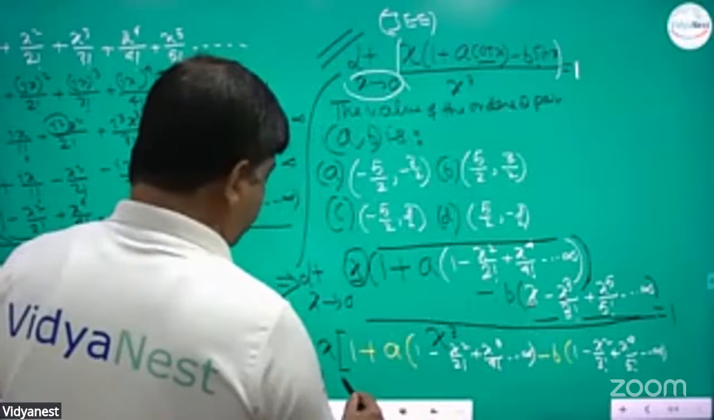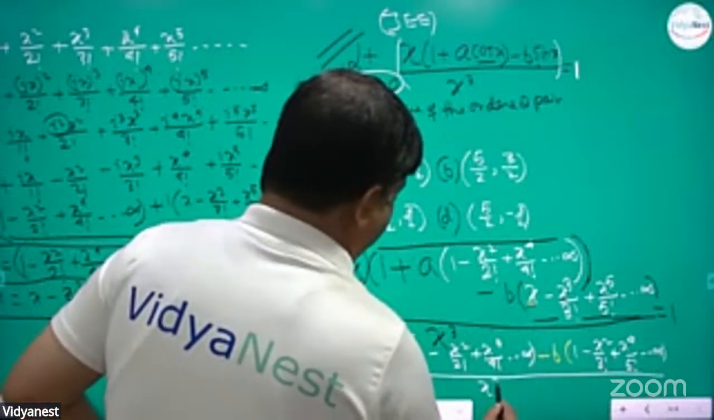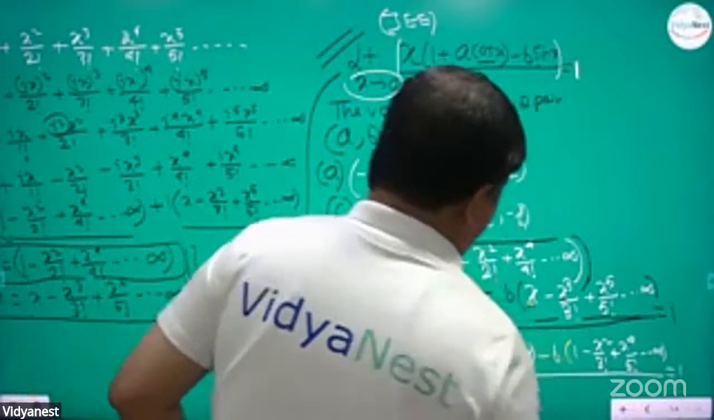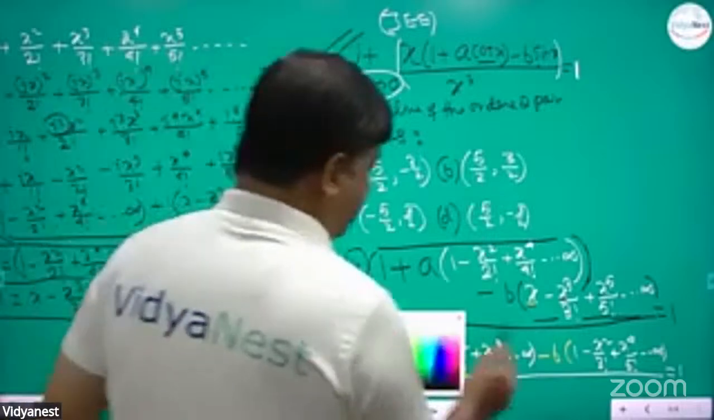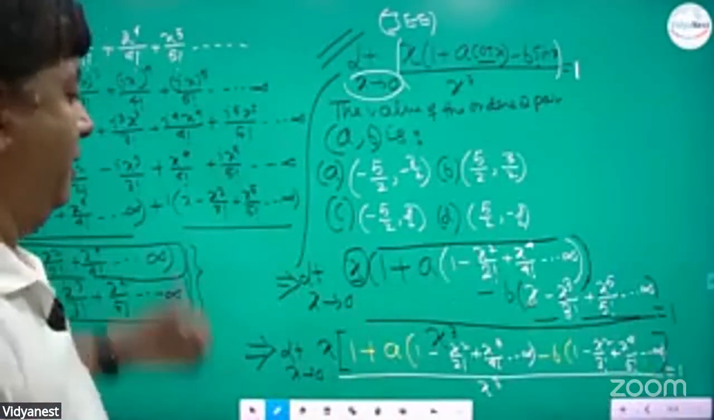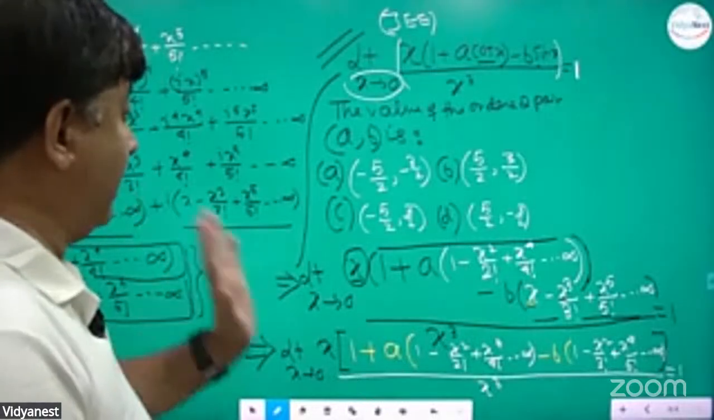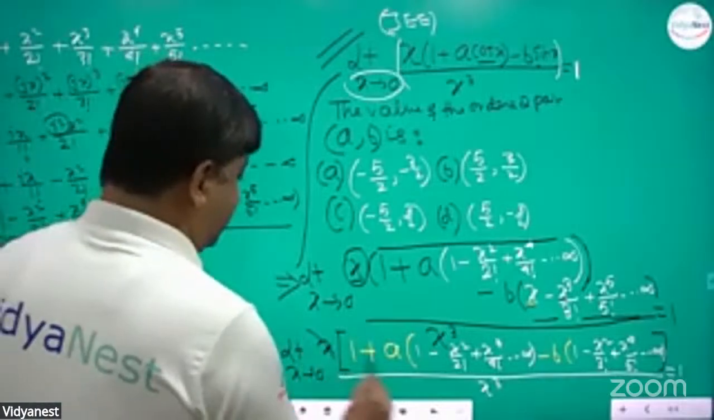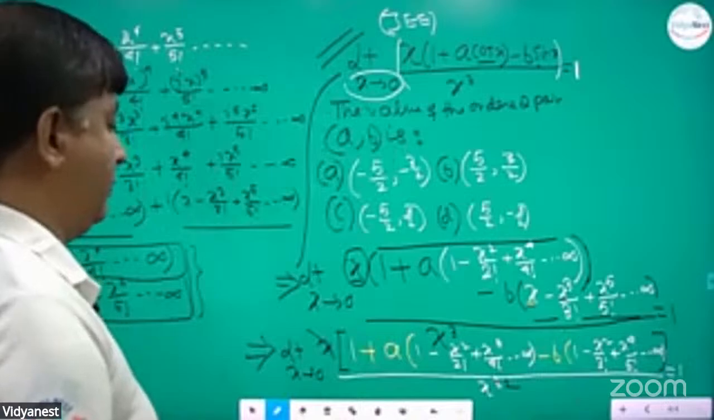So what will be left? X cube. That is 1. Hope you could connect yourself to this level. Yes or no? Yes, sir. Now, what can I cancel? 1x and another x cancel. That will become x square. Okay.